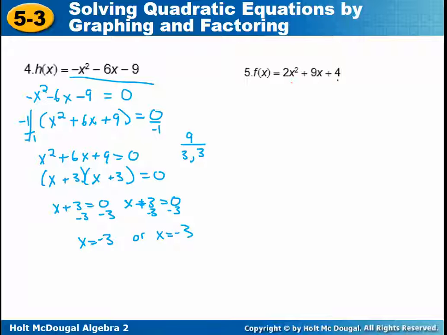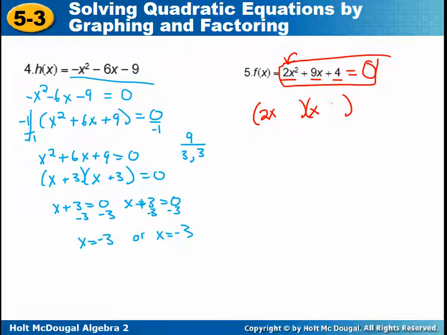Here's another example. This one is tricky because there is no common factor that I can factor out of each, and because this is not 1. There's a 2 in front of the x squared. So we know that we're going to set this equal to 0 like this. And now we want to figure out what the factors are so that when we FOIL back, we would get 2x squared plus 9x plus 4. So I put a 2x here because I know I have to go 2x times x to get 2x squared.